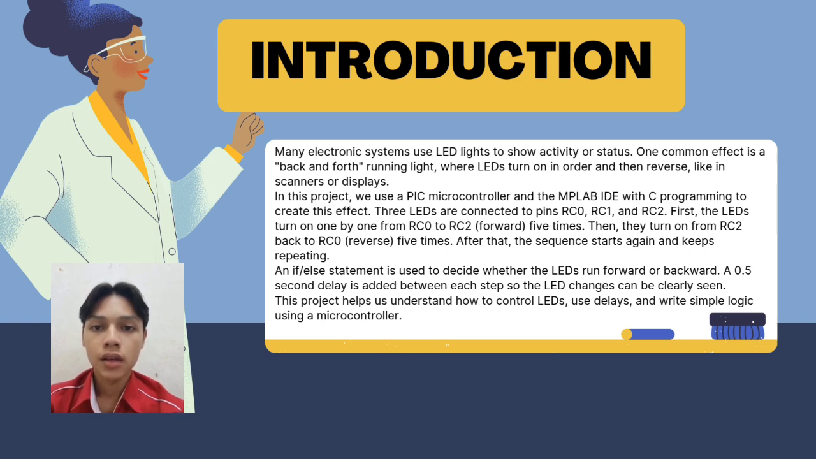First, the LEDs turn on one by one from RC0 to RC2 in forward 5 times. Then, they turn on from RC2 back to RC0 in reverse 5 times. After that, the sequence starts again and keeps repeating. An if-else statement is used to decide whether the LEDs run forward or backward. A 0.5 second delay is added between each step so the LED changes can be clearly seen. This project helps us understand how to control LEDs, use delays, and write simple logic using a microcontroller.